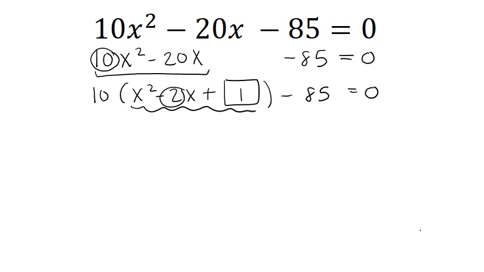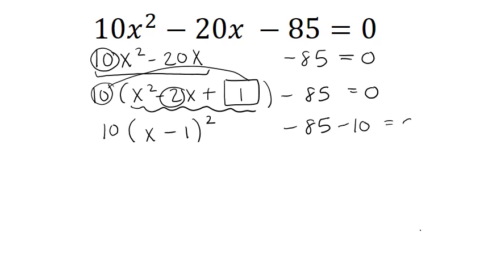This is now a perfect square trinomial, and I can prove that by writing it like this. And I can always double check. If I distribute this, negative 1 times negative 1 is positive 1. Negative 1 plus negative 1 is negative 2. But I didn't just add 1. I really added 10 times 1. So I need to subtract 10 immediately.